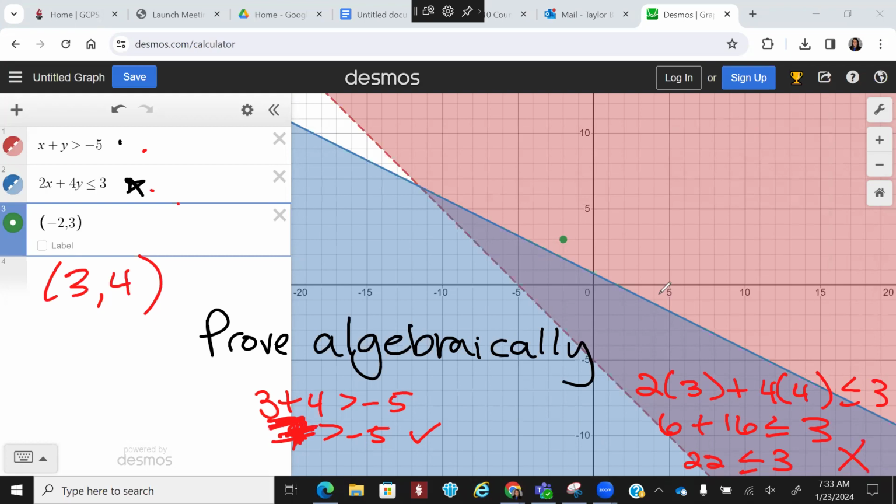We can also check and see this visually. Where is (3, 4)? It's right 1, 2, 3, up 1, 2, 3, 4. Right here. Is that in the overlapping shaded region? No. Obviously, you can see that's not a solution. Good?